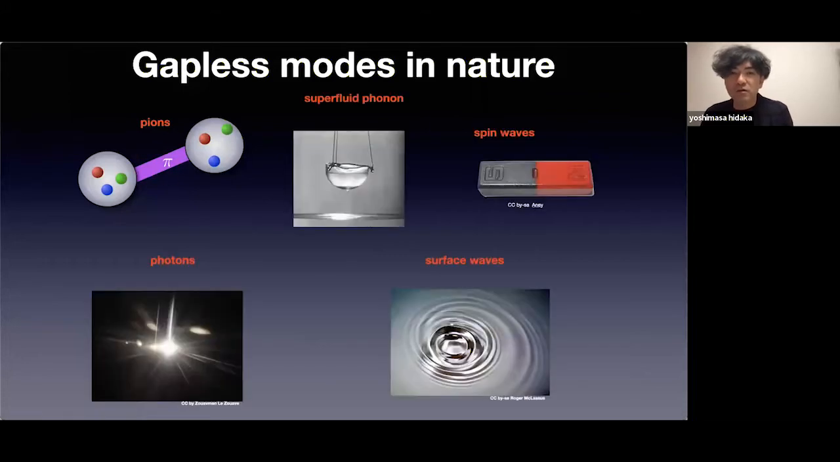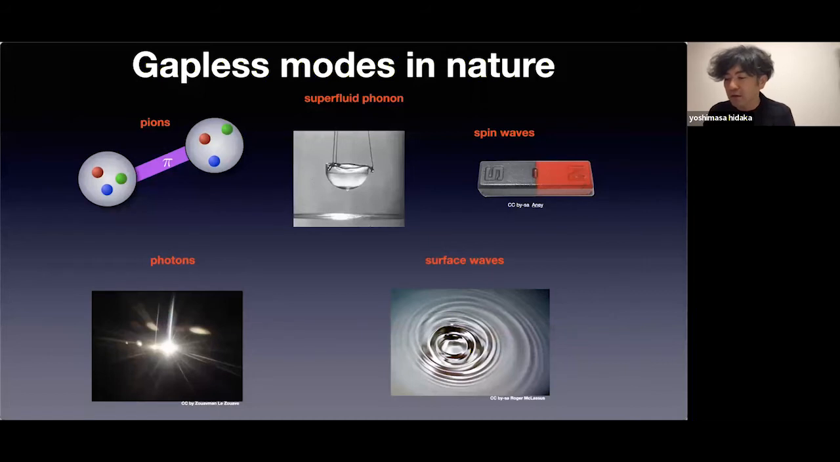If you look at other systems, there are many gapless excitations, like the superfluid phonon, and here is the magnet. Inside the magnet, there is the so-called spin wave. And the photon is also gapless. And if you look at the surface of water, you can see surface waves. All these are gapless excitations.